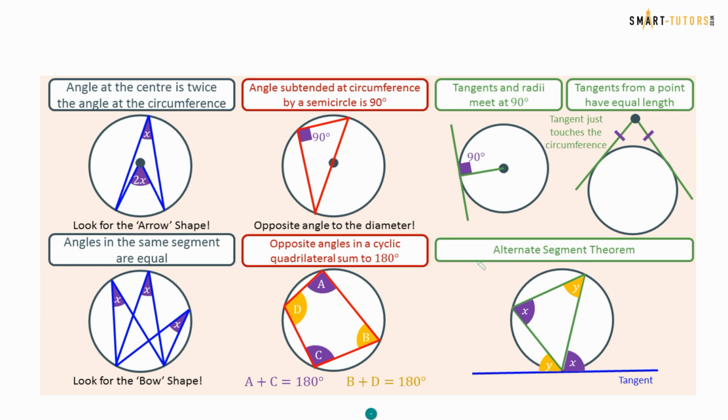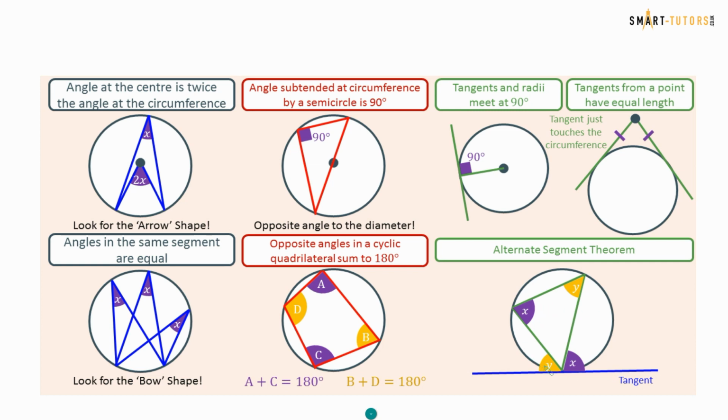The last theorem is the alternate segment theorem. A tangent and a chord make an angle X, which equals the angle in the alternate segment. Alternate segment means the opposite segment. That angle and the angle between the chord and the tangent, those two angles are equal.